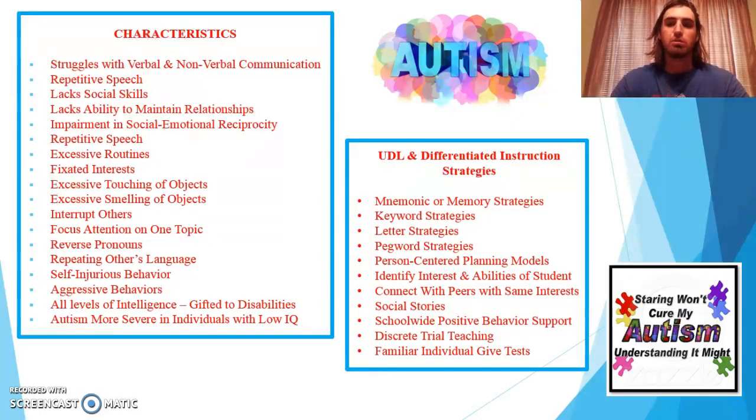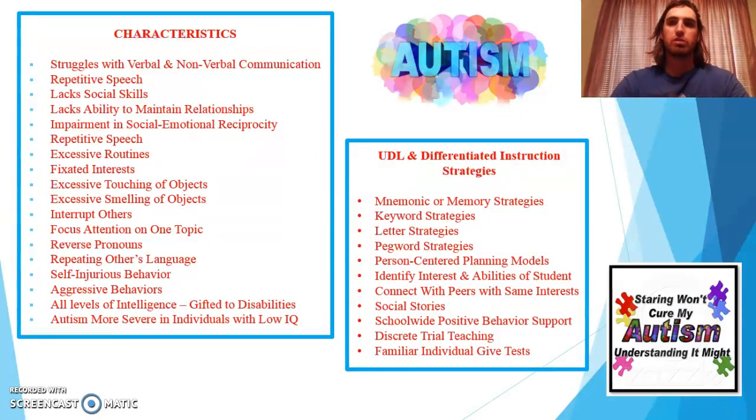Students with autism often interrupt when others are talking, focus attention on one topic, reverse pronouns, and repeat people's language. They also may have self-injurious behaviors and show aggressive behaviors. Autism occurs in children with all levels of intelligence, ranging from students who are gifted to those having intellectual disabilities. Symptoms of autism are more severe in individuals with a lower IQ.